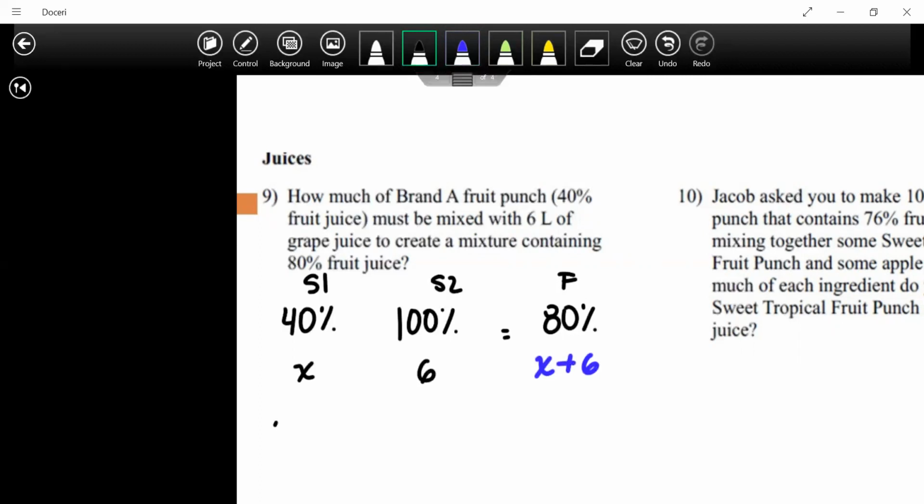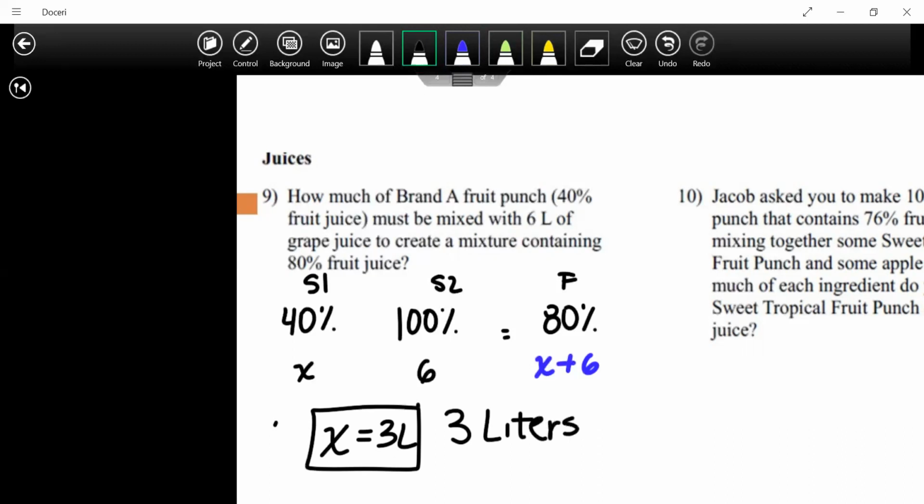Ooh, I made a boo-boo. Let me solve this out to make sure I'm teaching you guys this right, which I'm pretty sure I am, but I digress. X plus 6. Yes. What do we get for our solution? Three liters. You want me to show you all the work? Oh, you guys are so needy.